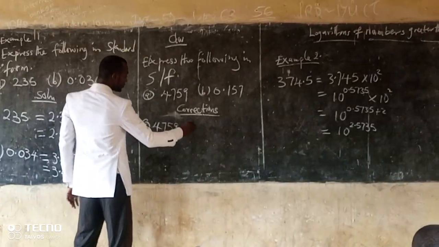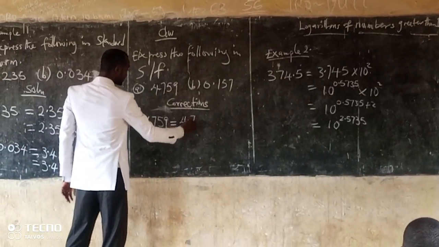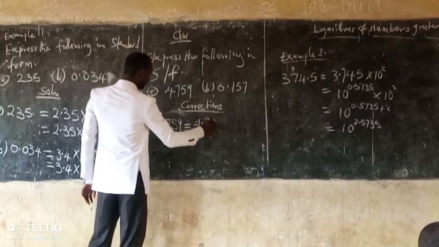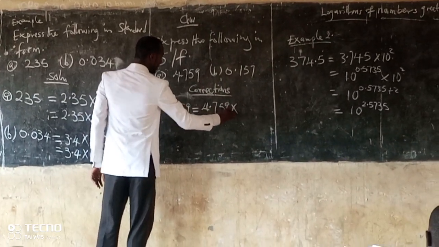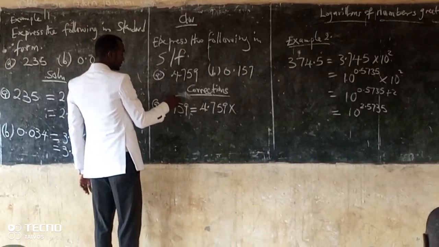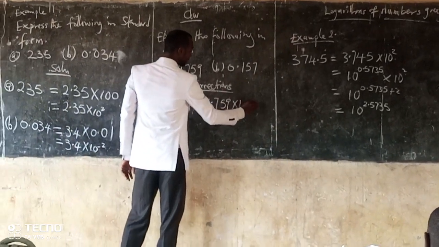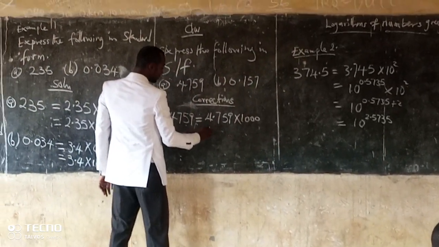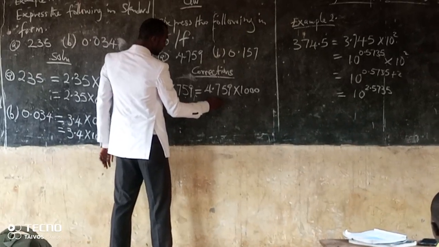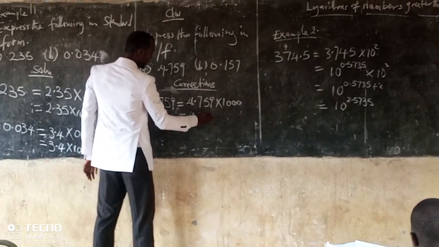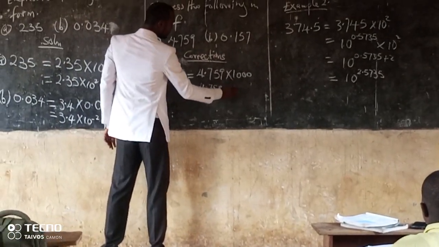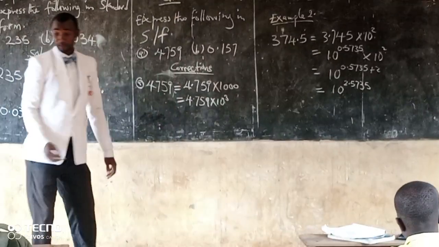Let's write the significant figures. 4.75 times 1, 2, 3. That's 1,000. 4.75 times 7 to 5. Nothing for you.